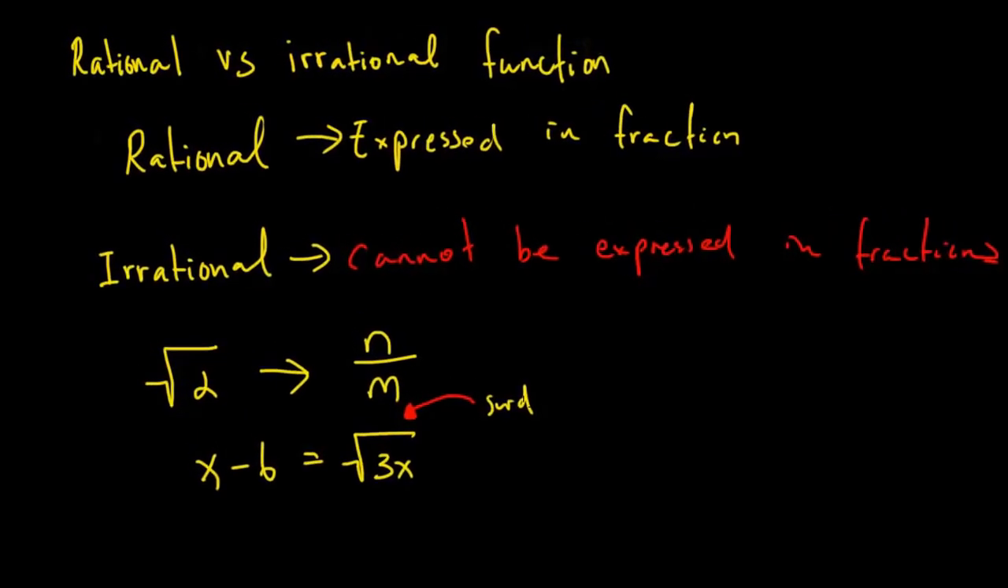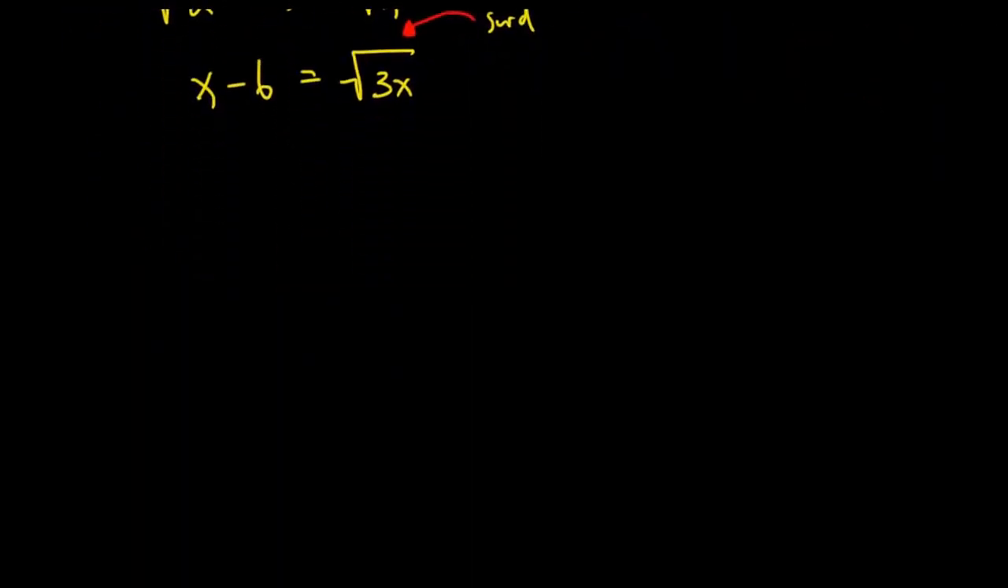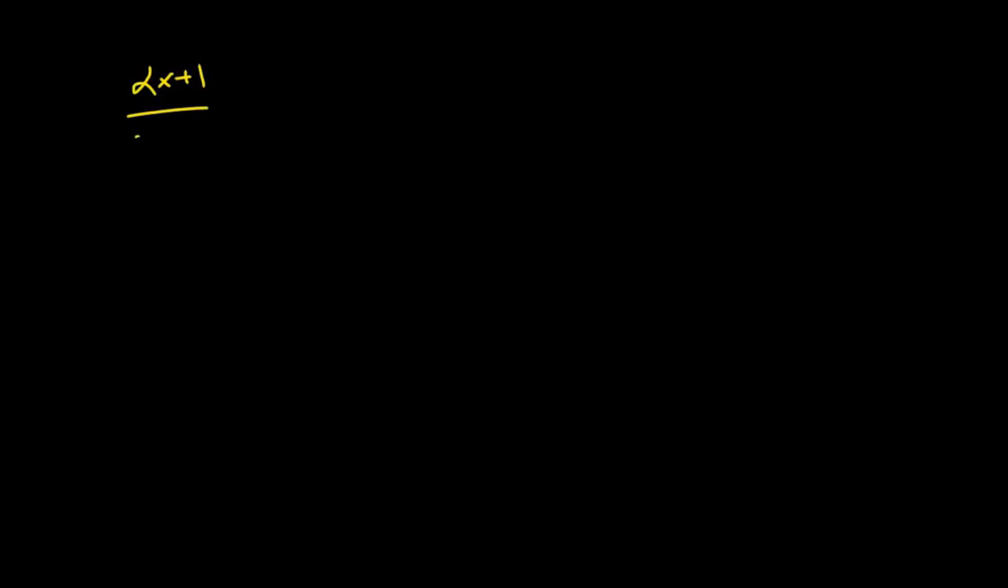Okay, so let's talk about rational functions first. Rational functions are really easy. (2x plus 1) over (3x plus 2) will give me 5. A common method of solving rational functions would be cross multiplication.